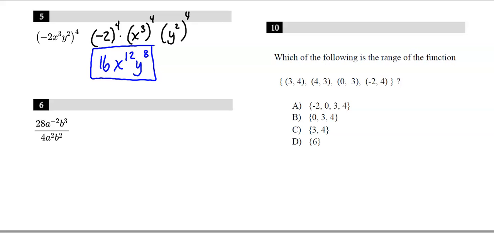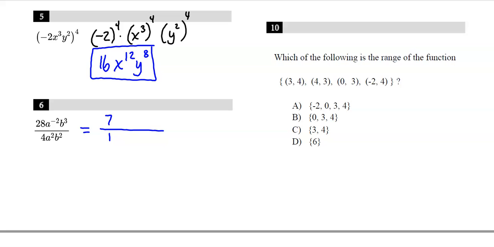We're dividing now. There's a couple different ways you could do this. In general, the rule is, if you have some base to the a power divided by the same base to the b power, you are allowed to subtract the exponents. So I could do that. I might show you a little bit different way, but either way, it could work. And just ask me in class if you did it a different way and you'd like to see it done that way. But 28 divided by 4 is just 7. So that reduces to 7 over 1.